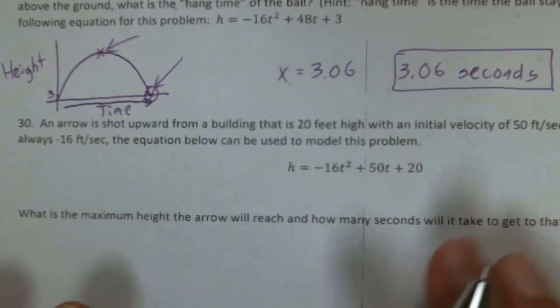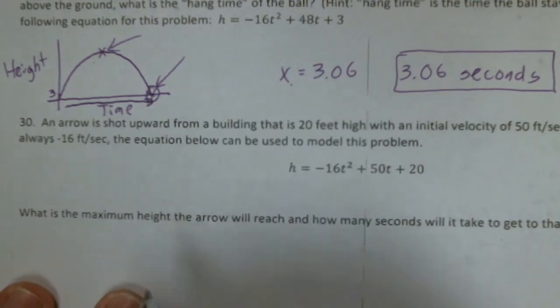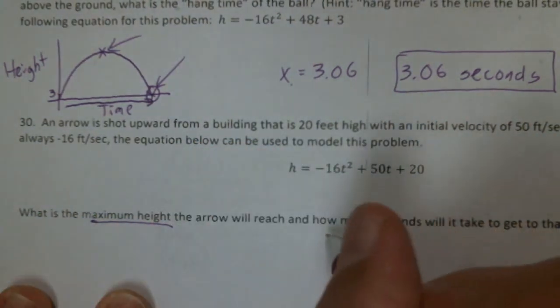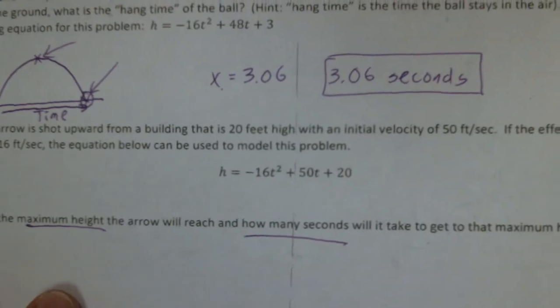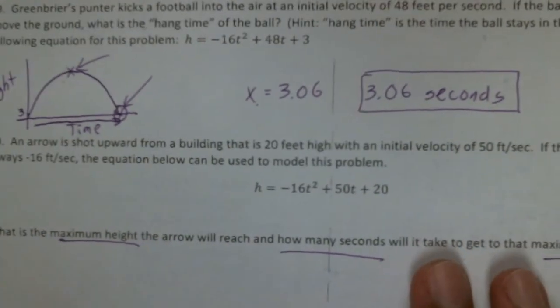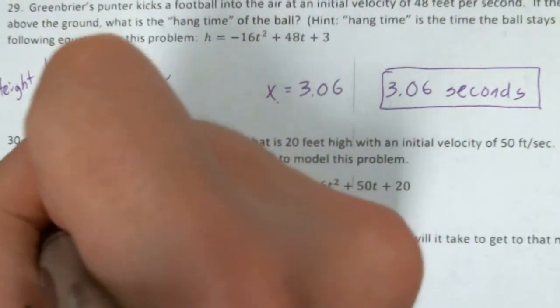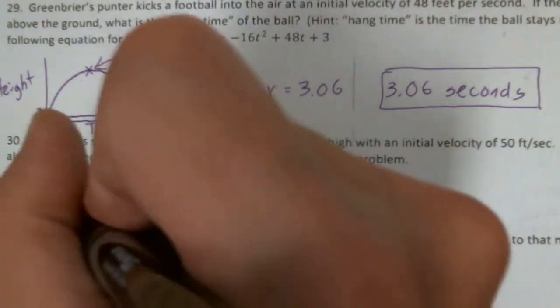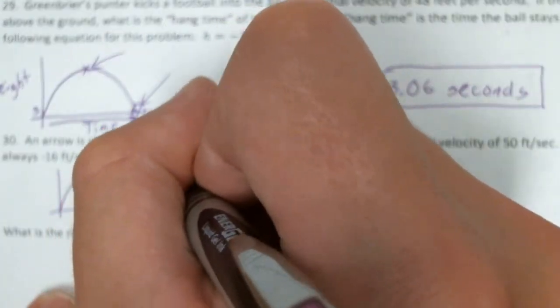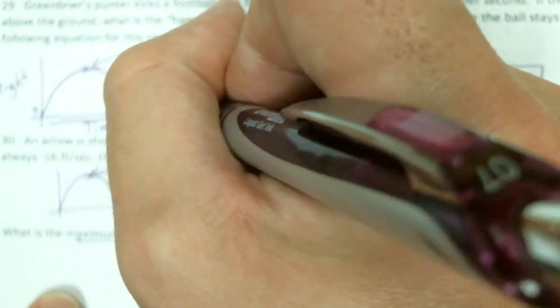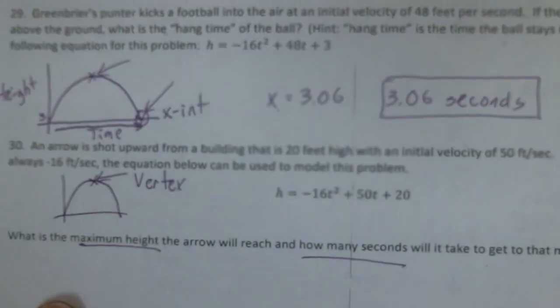Got to go quick. An arrow is shot upward. I want the maximum height, and I want how long it takes to get to that maximum height. Okay, so here in this example, what do we have? We got an arrow. The arrow's going up. It's coming back down. I want the max height. I want the vertex. Okay, this one was x-intercept.